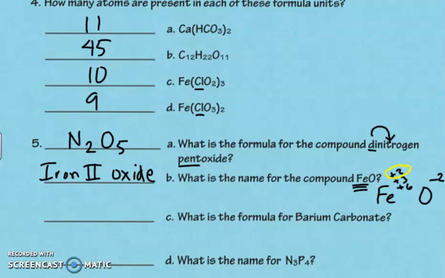Okay, what is the formula for barium carbonate? Barium is a +2. Carbonate is a polyatomic ion. You know that because it's got an -ate. CO3 is a -2 on your polyatomic ion chart. So these two are going to cancel out, so it's going to just be BaCO3.